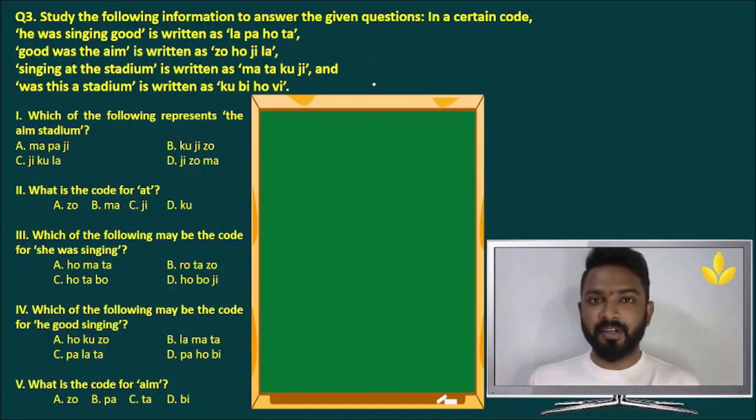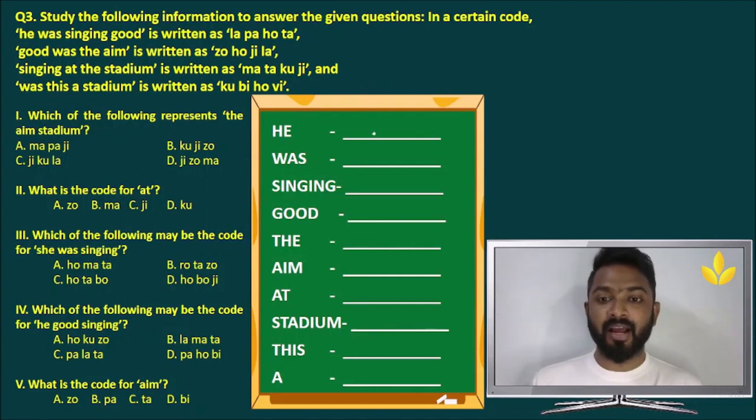The first thing we do before solving anything is we first write down all the individual unique words which have been mentioned over here. He, was, singing, good, the, aim, at, stadium, this, a. These are all the individual words mentioned over here.